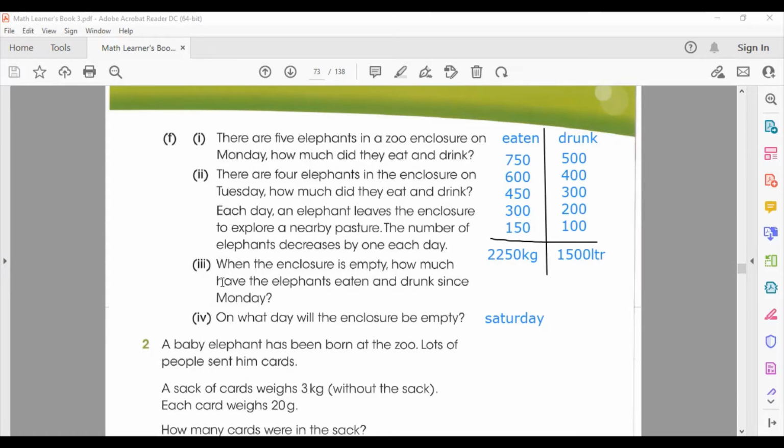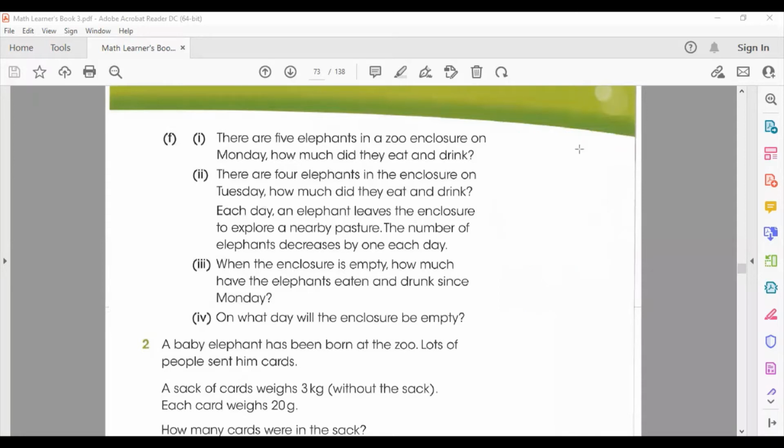So this is the answer for the third part, and this is the answer for the fourth part. And the first part, 5 elephants, this is the answer. If we are talking about part 1, and if you are talking about part 2, this is the answer for part 2. Next question.